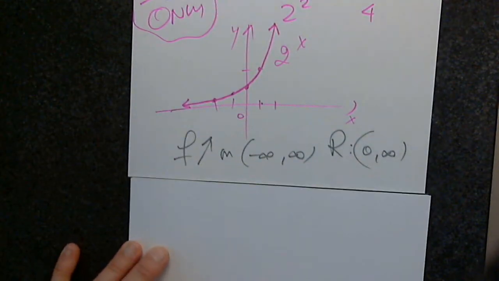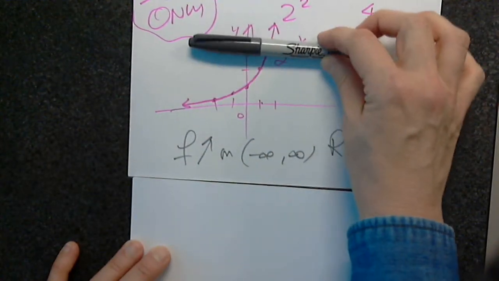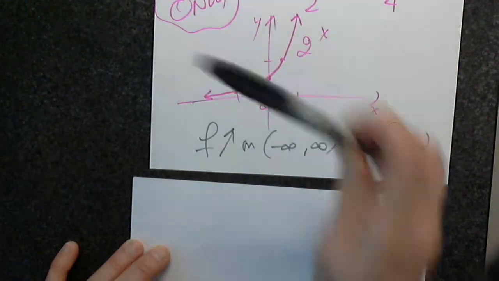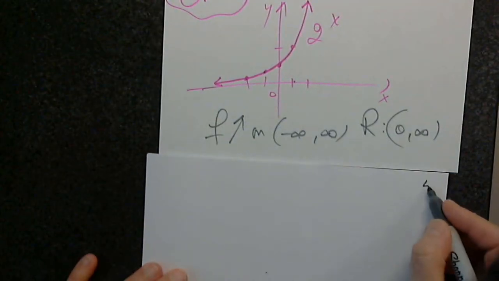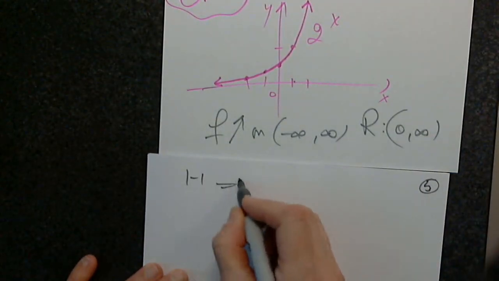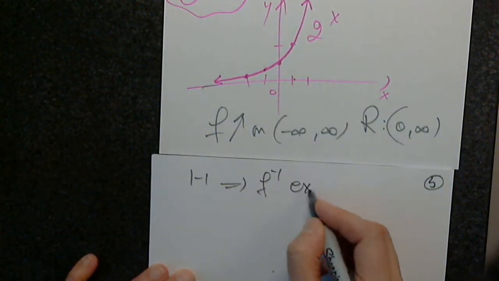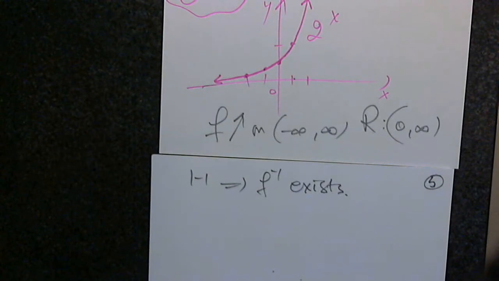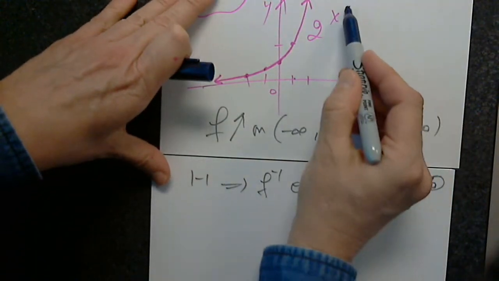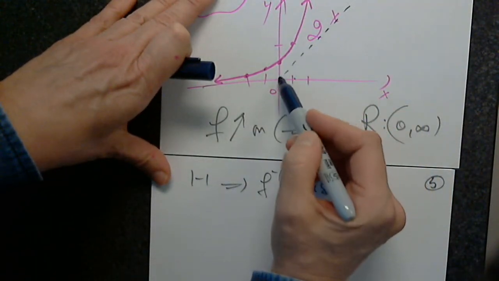It is one-to-one by the? Very good, by the horizontal line test. This is one-to-one, which means it has an inverse. So it's one-to-one, therefore the inverse exists. I want to graph the inverse. We don't even know what it is. But can I graph it? Yes.